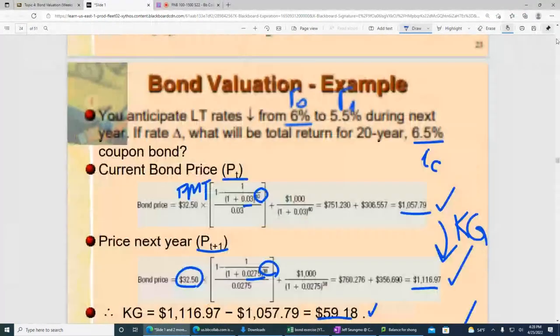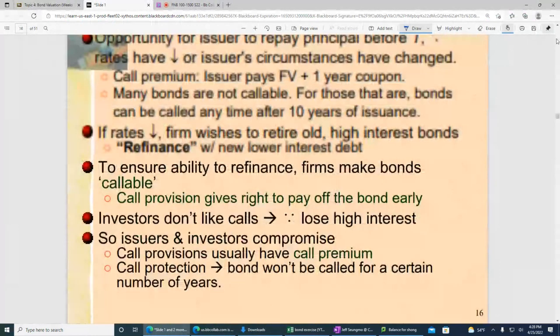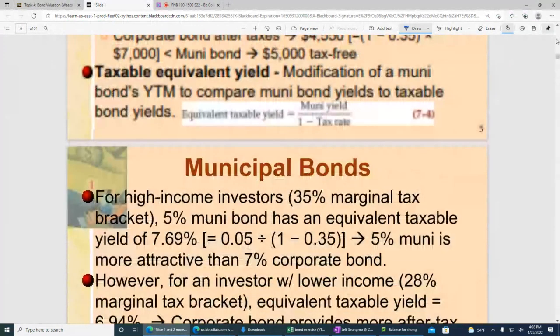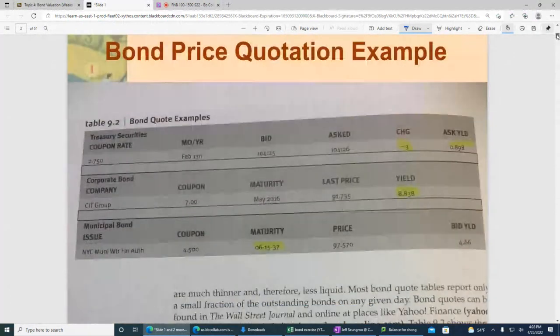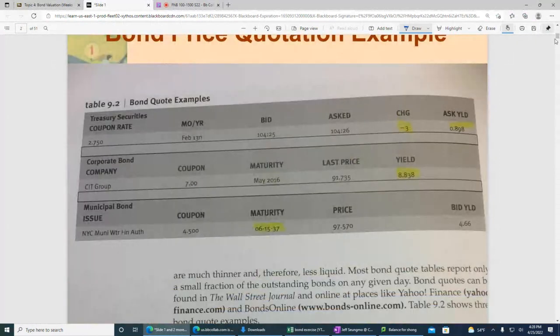Look. Remember this. Prices are basically quoted as a percentage of the face value. Right? The price is not $91, it's 91.735% of the face value of 1,000. So that's $917.35. Right?